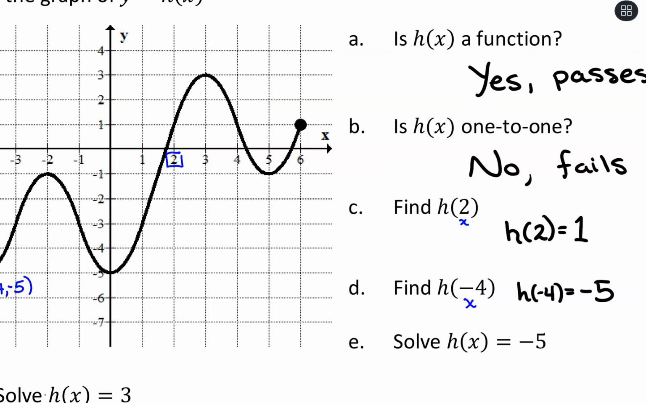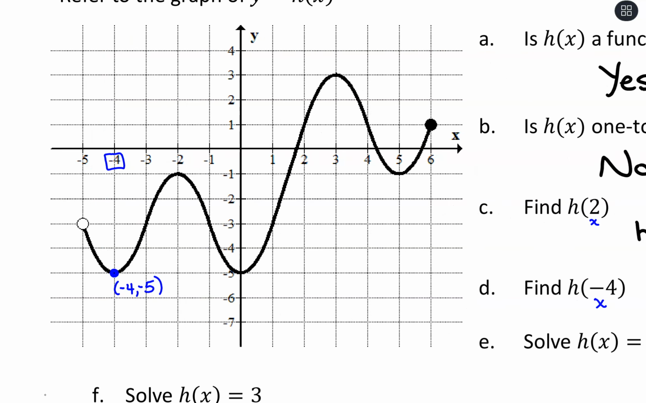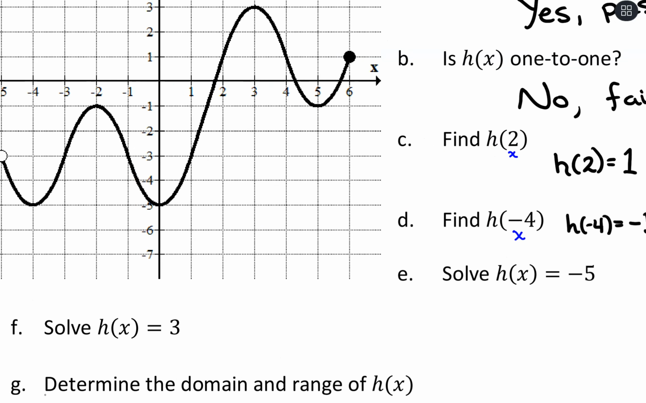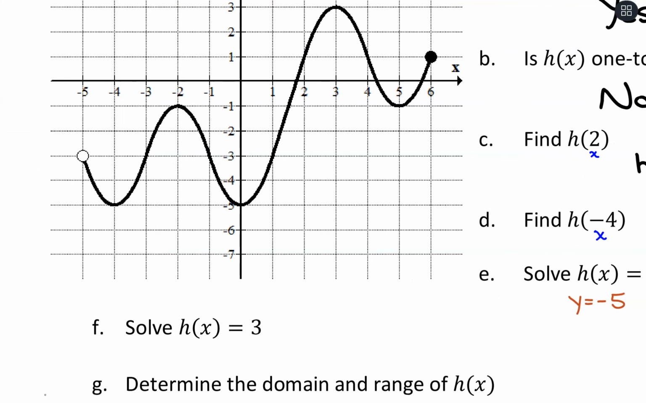Now this next case where it's saying solve, what we're being given is the y value, and we want to find the possible x values. So with this one, what I recommend doing is drawing a horizontal line. In this case, we're looking at y equals negative 5. So along negative 5, I'm going to draw a horizontal line, and I want to find all the spots that we intersect with our function.